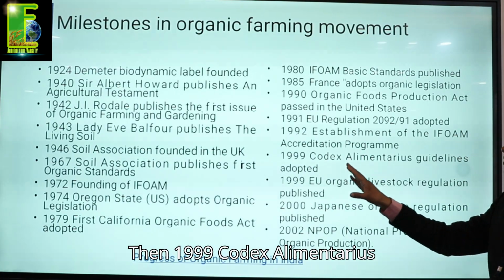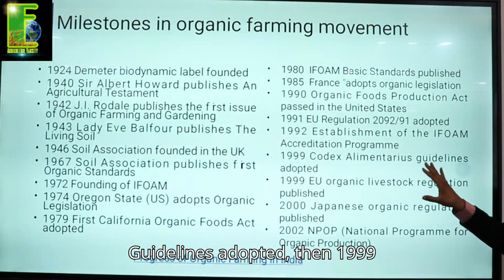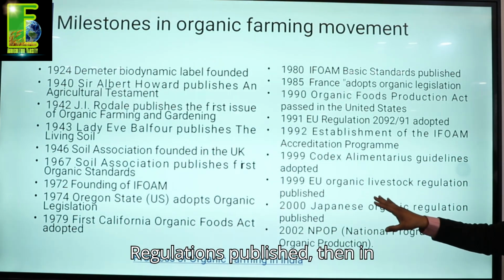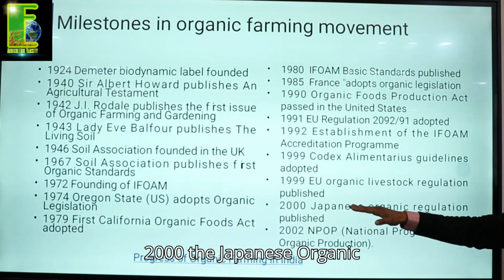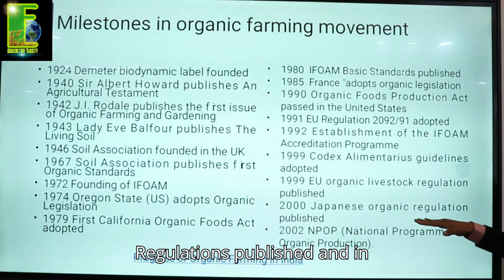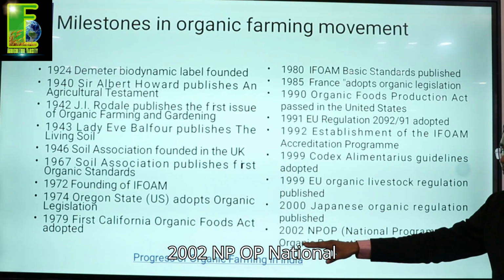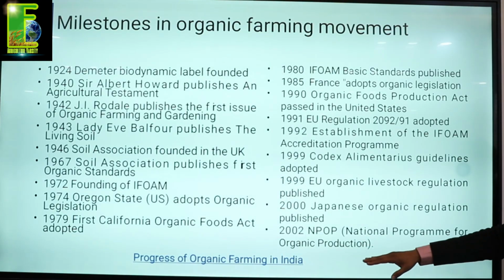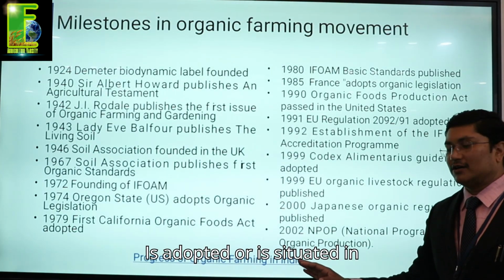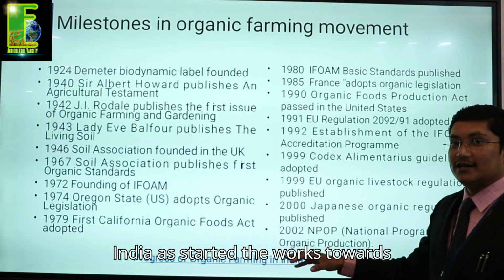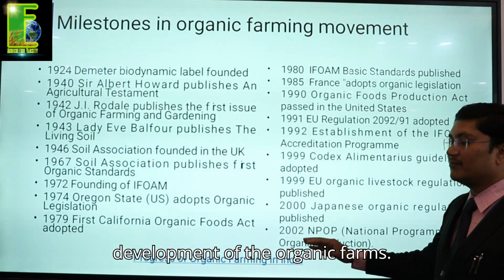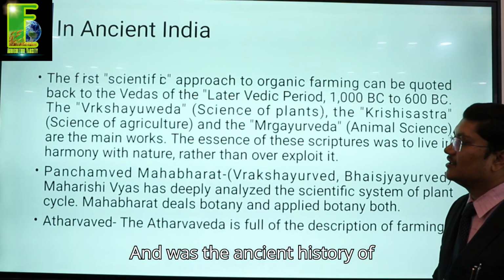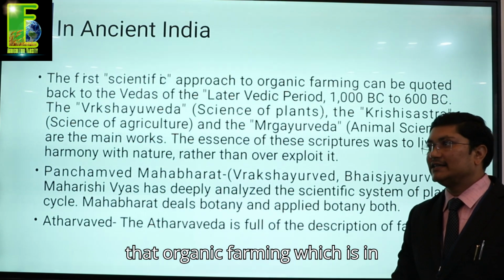Then in 1999, the Codex Alimentarius guidelines were adopted. Then in 1999, the European Union's organic livestock regulations were published. Then in 2000, the Japanese organic regulations were published, and in 2002, NPOP, the National Programme for Organic Production, was adopted in India and started work towards the development of organic farming. And now the ancient history of organic farming in India.